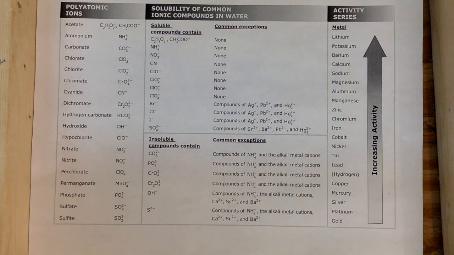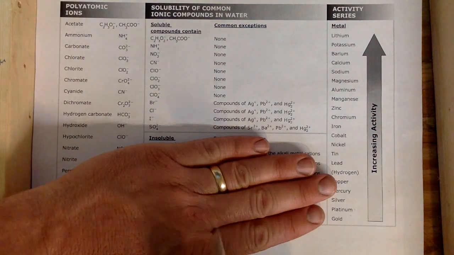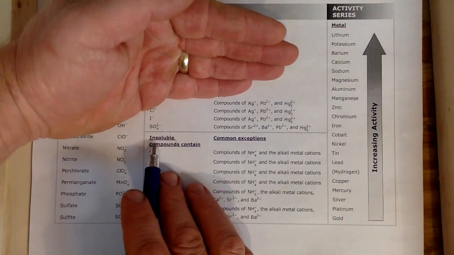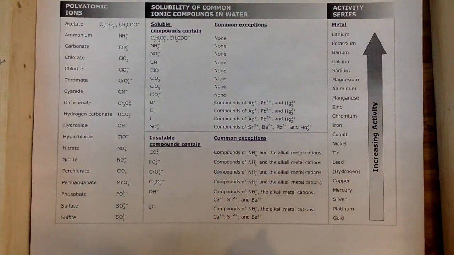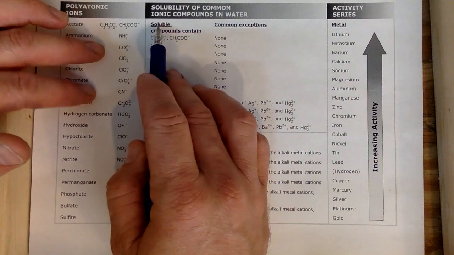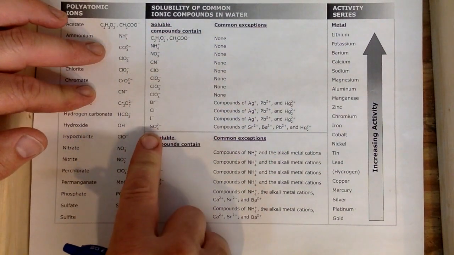So the way the solubility chart works is it's broken into two halves. This top half tells you what dissolves, and that is called soluble. The bottom half tells you what does not dissolve, and that's called insoluble. But there's lots of exceptions. So the way this works, things that are soluble contain these ions. A lot of these are polyatomic ions, but not all.